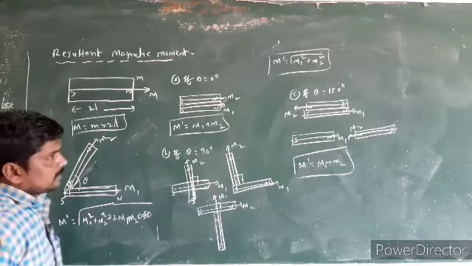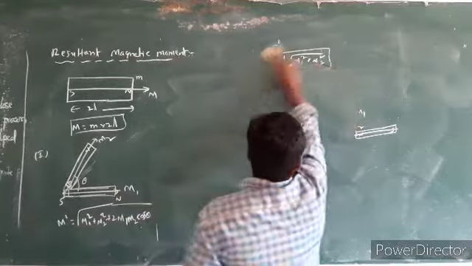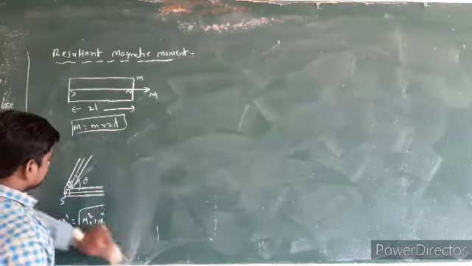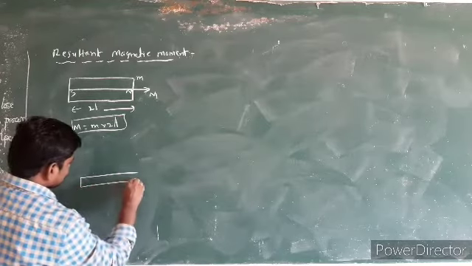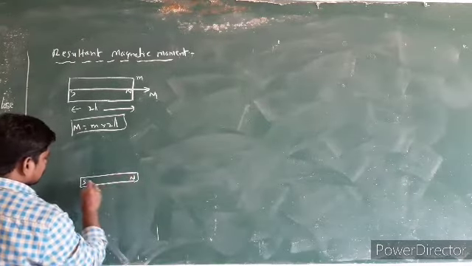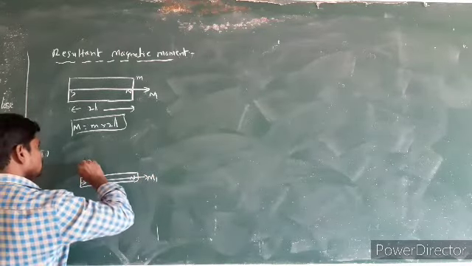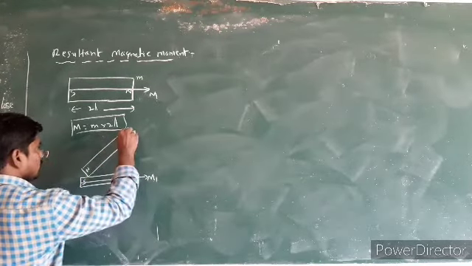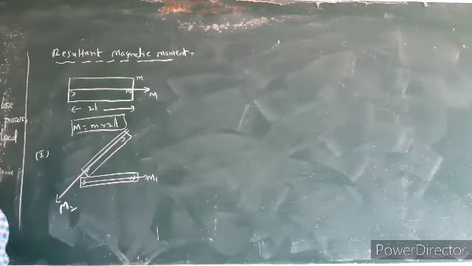Here, the like poles are in contact. Now, another one is if the unlike poles are in contact. Magnetic moment of this bar magnet, let it be M1. Magnetic moment of this bar magnet, let it be M2. Now, if you observe here, the unlike poles are in contact.